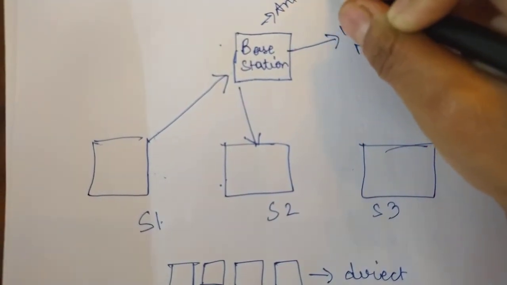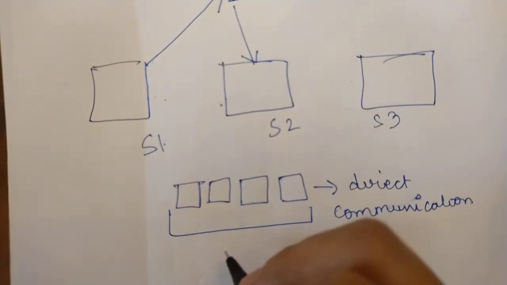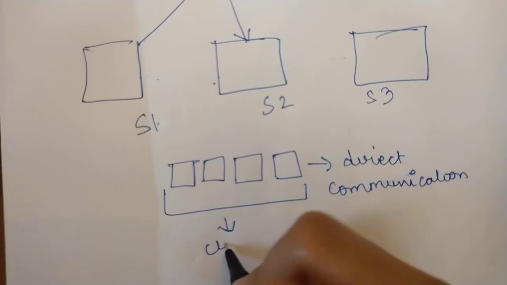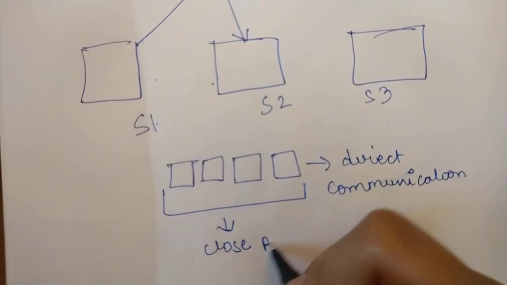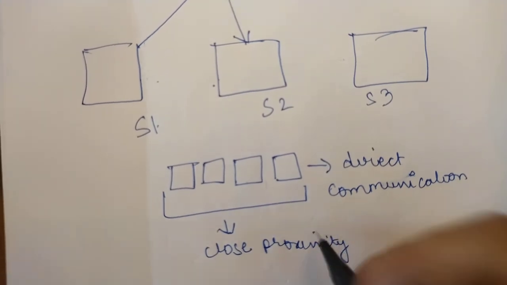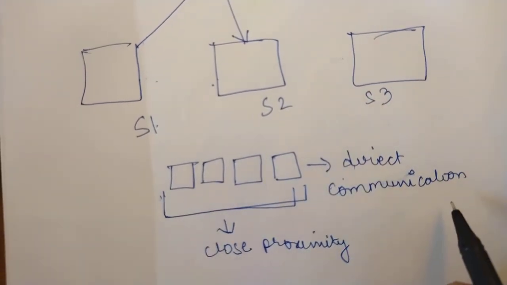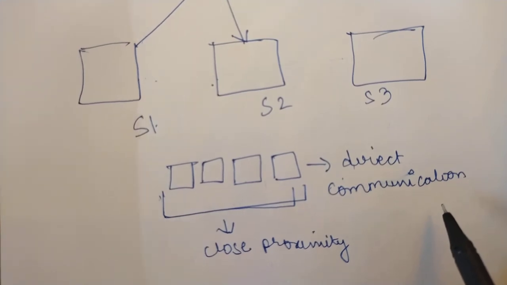But if in a wireless LAN these systems are in close proximity, here you can see that they are very close, then they do not need any antenna for communication. In that case, they can communicate directly with each other.